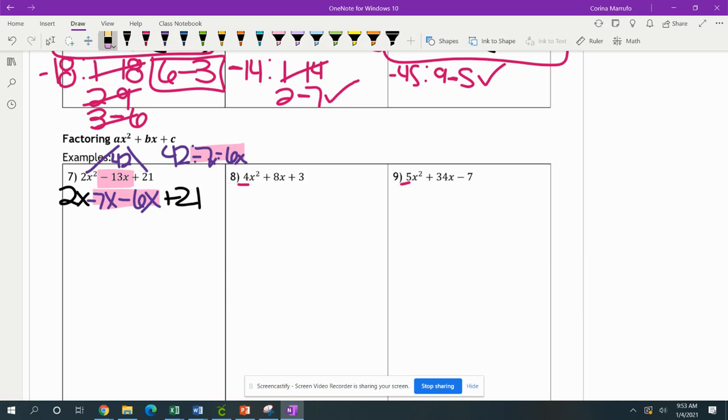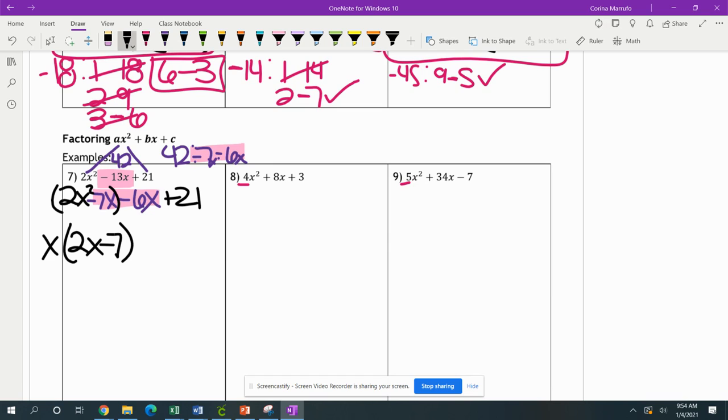Then what we're going to do is what we did yesterday. You factor by grouping. So we group the first two. Between the 2x squared and the negative 7x, they both have an x in common. So we take out an x and we're left with 2x minus 7.